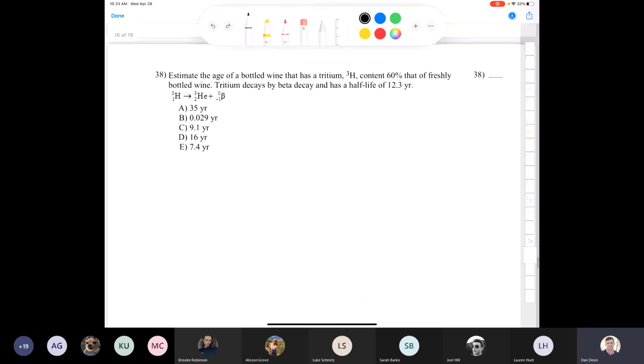Question 38 says, estimate the age of a bottled wine. It has tritium, or hydrogen-3, content that's 60% of that of freshly bottled wine. Tritium decays by beta decay and has a half-life of 12.3 years. So we want to use our formula that the ln of the amount after a certain amount of time divided by the initial amount is equal to the negative of the decay constant multiplied by t, and we want to solve for the age, which is t.